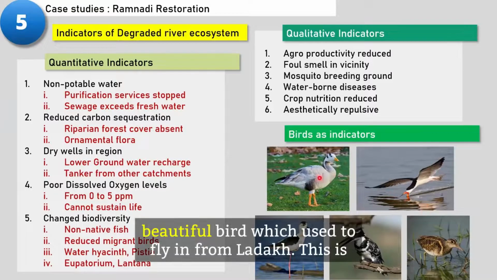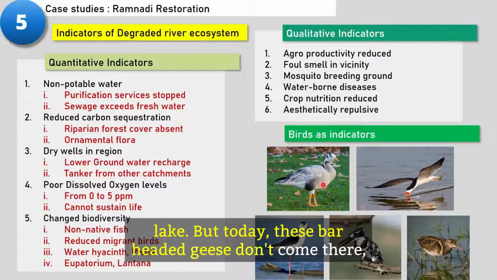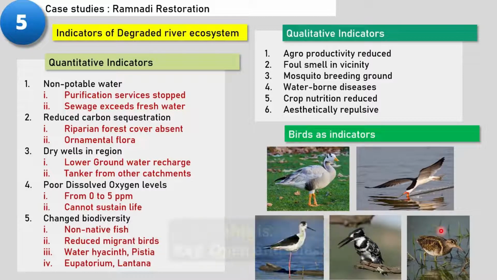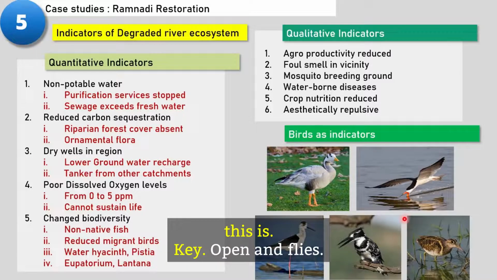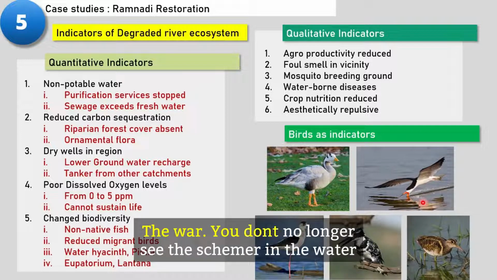So this was a beautiful bird which used to fly in from Ladakh. This is the bar-headed goose, which used to come to the Pashan Lake. But today, these bar-headed geese don't come there because that habitat has degraded. This is a beautiful bird called a skimmer. It keeps its beak open and flies, and just skims the water. You no longer see the skimmer in the water bodies here.